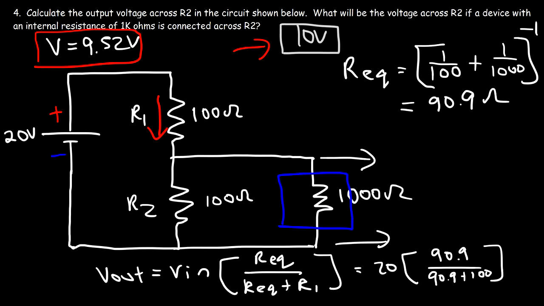Now let's see how much the voltage will decrease by if we decrease the internal resistance of this device to 10 ohms.